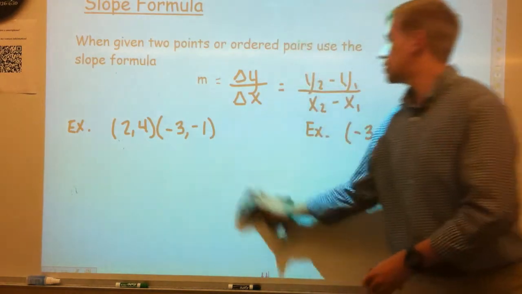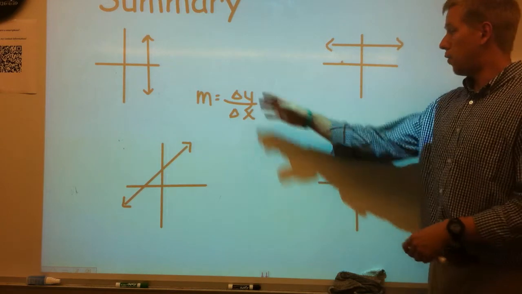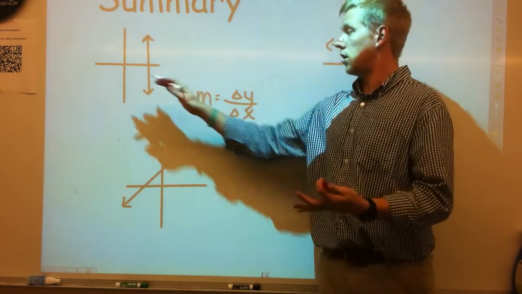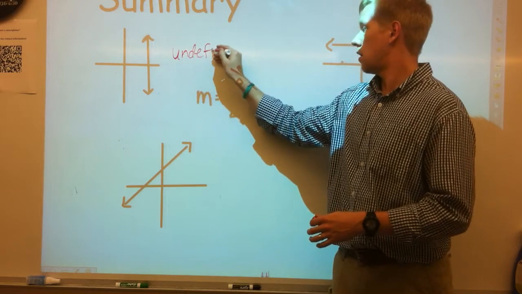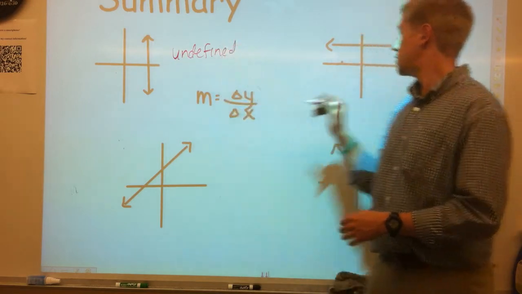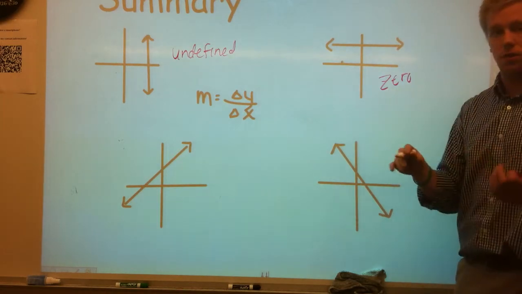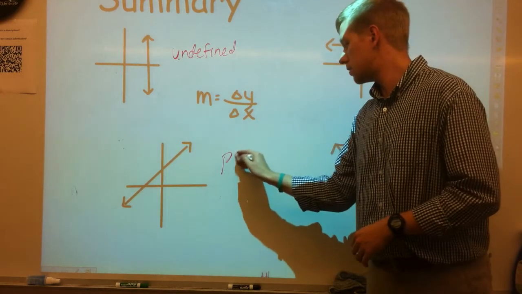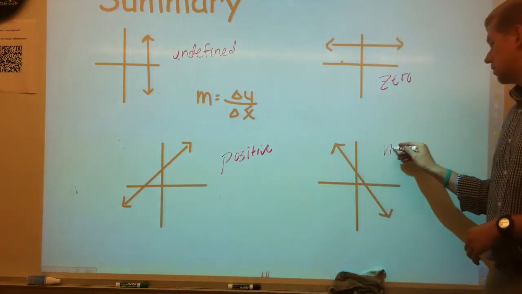Okay, in summary, talking about slope. We have 4 different lines here. Again, just talking briefly, this was undefined. This was 0 slope, the actual letters, or you can use the number 0 or just write 0. This would be a positive slope, and this would be a negative slope.